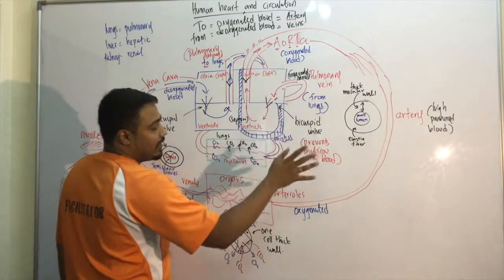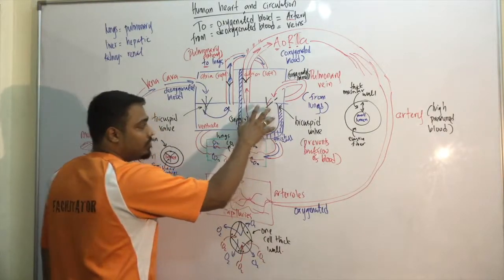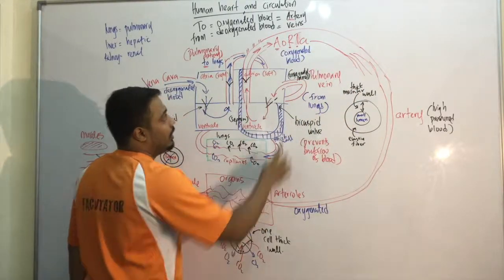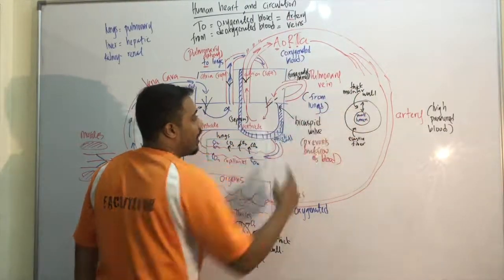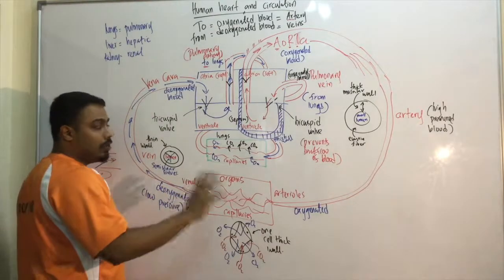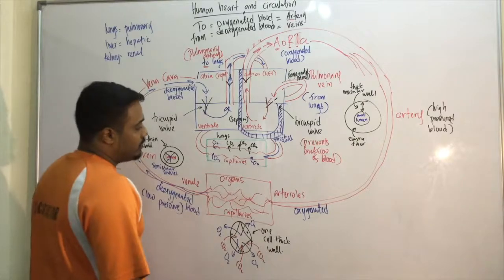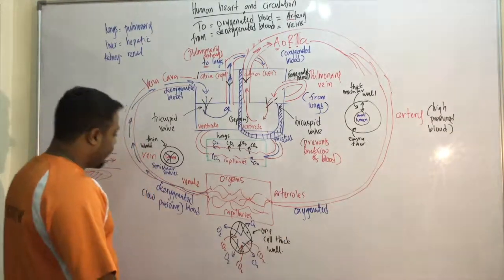And the other thing that you want to remember is that because you are generating very high pressure, the blood vessels connecting to the aorta, which are arteries, need to have very thick walls. They don't need valves because they are high pressure, so blood will move on its own. There you go, that's the whole thing.